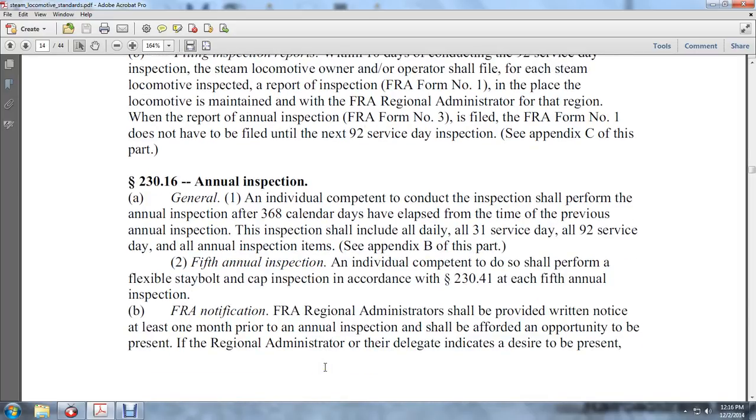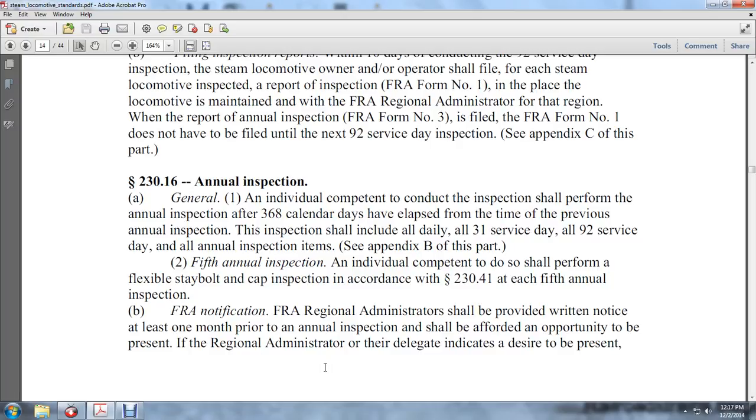230.16 annual inspection. An individual competent to conduct the inspection shall perform the annual inspection when 368 calendar days have elapsed since the previous annual inspection. The inspection shall include the daily, 31 service day, and 92 service day inspection requirements. Item C, Appendix B of this part. Fifth annual inspection. An individual competent shall perform a flexible staybolt cap inspection in accordance with 230.41 at the fifth annual inspection.